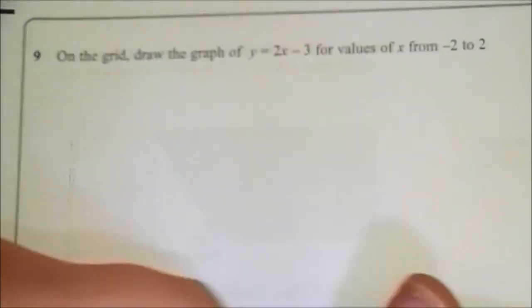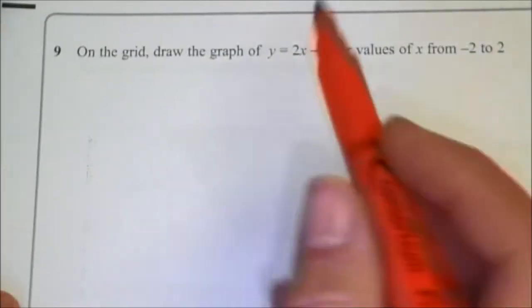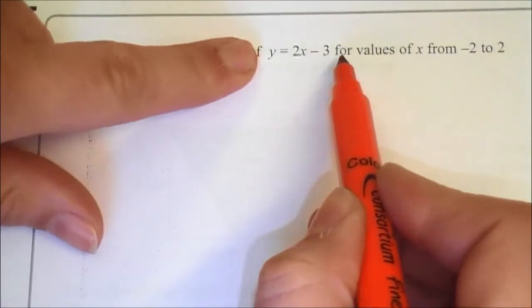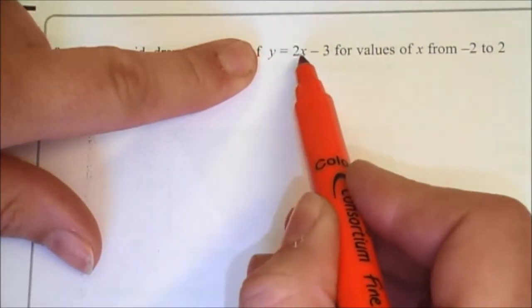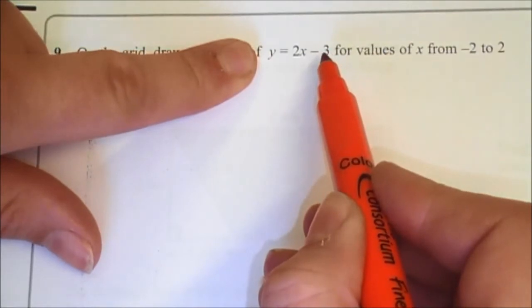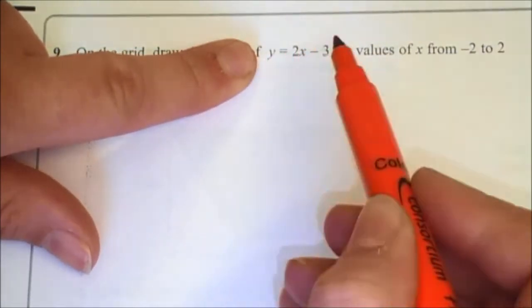Question 9 is a straight line graph question. I know it's a straight line graph because I'm looking at the equation they've given me there. There are no powers in it. It's y equals 2x minus 3. It's in the form of y equals mx plus or minus c. Okay, I know it's a straight line.